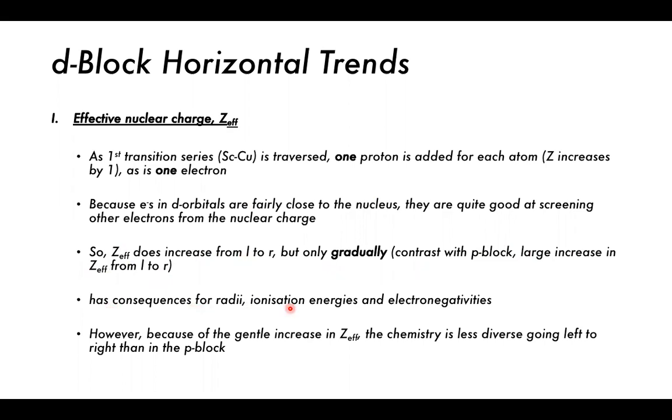This has consequences for radii, ionization energies, and electronegativities. We saw that graphically earlier, where the radii generally decrease slightly as we go across the periodic table, because you're adding more and more electrons to the same shell. So the distance and the shielding they're experiencing from the nucleus is not changing, but their attraction based on how many protons there are is increasing. However, because of the gentle increase in the effective nuclear charge, the chemistry is less diverse going left to right than in the p block. In the p block, there's obviously a big difference, for example, between the chemistry of boron, carbon, and fluorine.